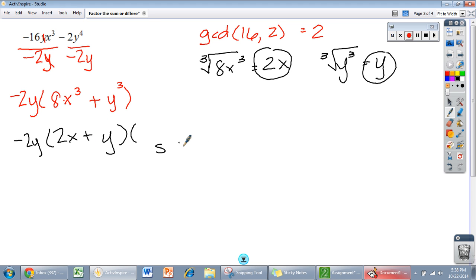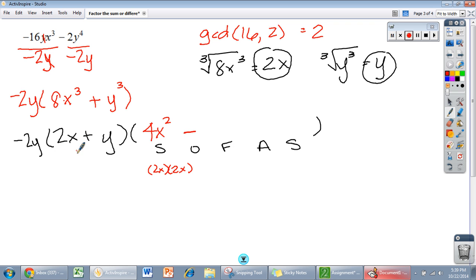And this is where the SOAP part comes into play. We're going to start off with the first S, which means square the first. That first term is 2x. We're going to square it, multiply it by itself. 2 times 2 is 4. x times x is x squared. Oh, opposite sign. Well, this is a positive, so I'm making this a negative.